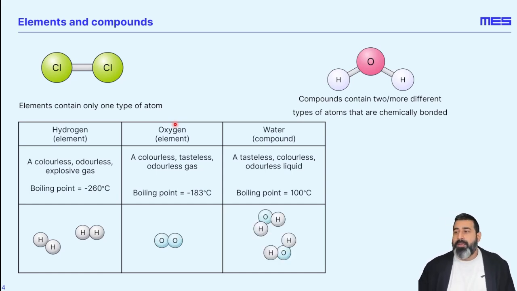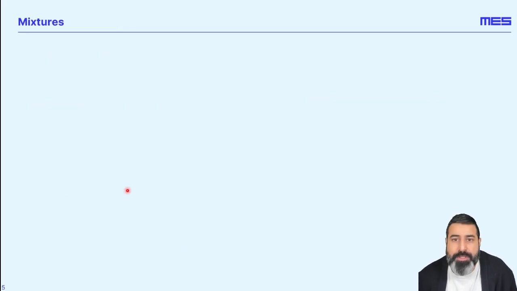Whereas water, which consists of oxygen and 2 hydrogen atoms chemically connected, is a tasteless, colorless, odorless liquid that we need for survival, and has a very high boiling point in contrast to hydrogen and oxygen. It is a liquid at room temperature and pressure. So the properties of a compound are way different to the elements that make up the compound. Very important to note. Okay, so we've done elements and compounds, so let's move on to mixtures.